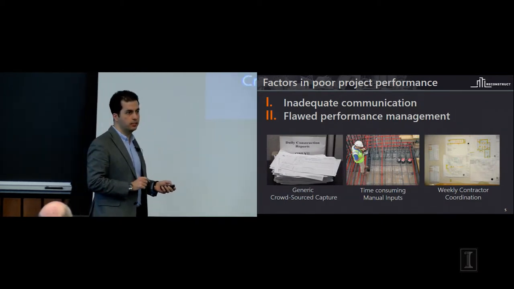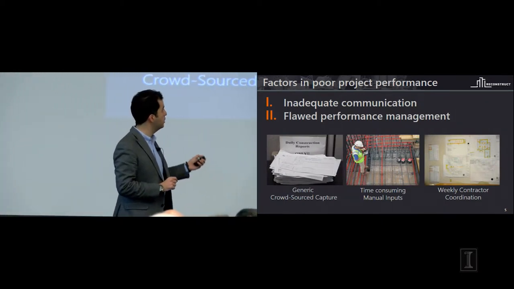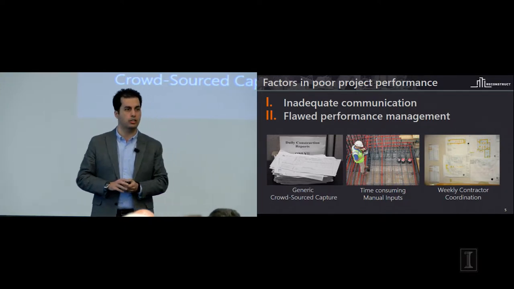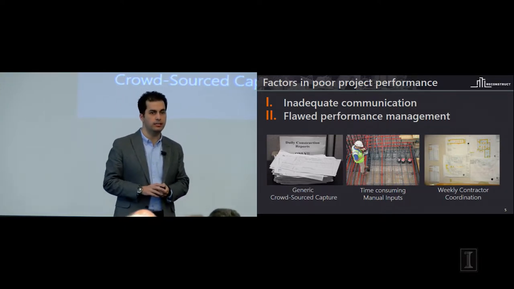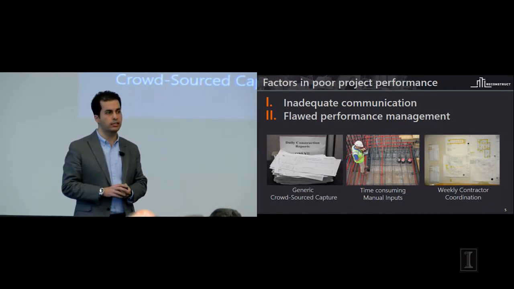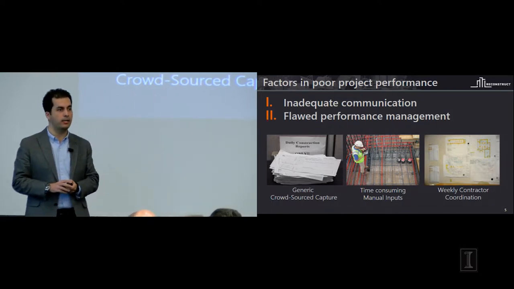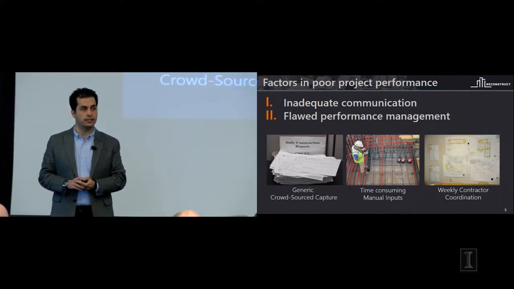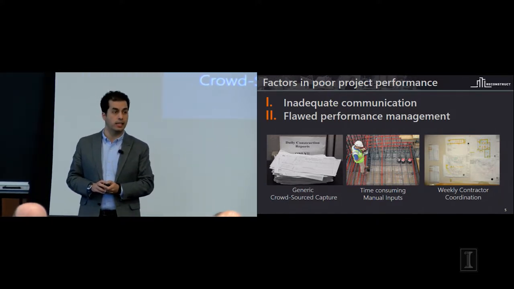Now, what are the factors that are leading to these poor performance problems? Number one is inadequate communication on job sites. We have a lot of parties that get engaged in a project, and when it comes to owners, contractors, and subcontractors, it's hard to have them on the same page in terms of how much progress is being achieved on the job site on a daily basis.